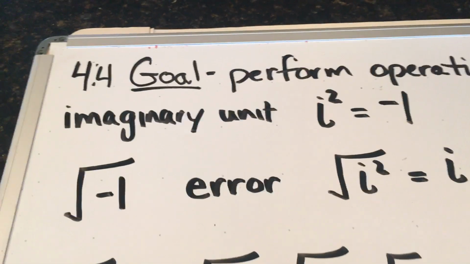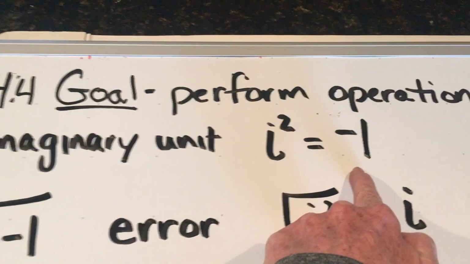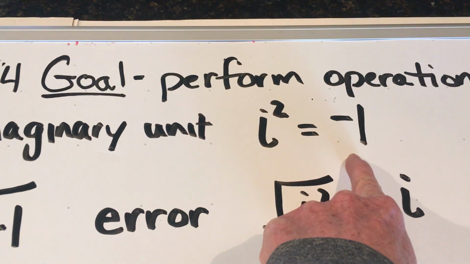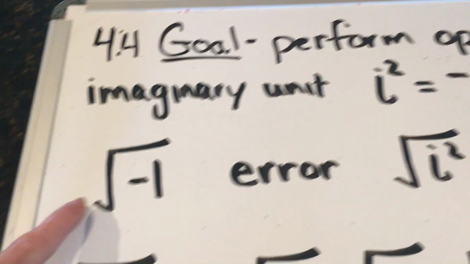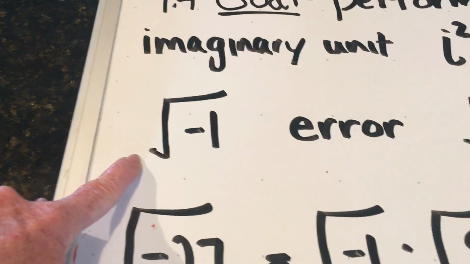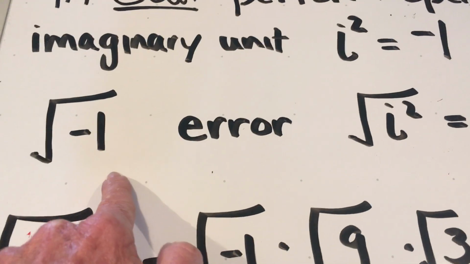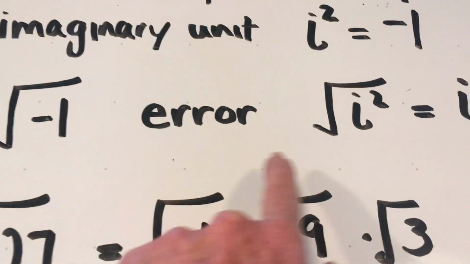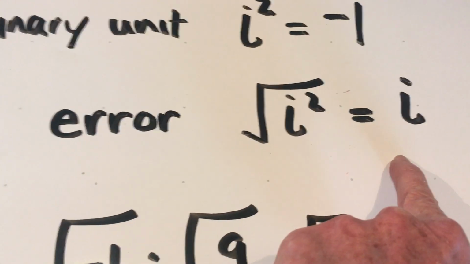So here's what it starts out as. I squared is the same thing as -1. You just have to know that. There isn't a better explanation that I can give you for that piece of it. We all know that if you took your calculator and did the square root of -1, it would say error. So we're going to change that because we know -1 is the same thing as I squared, the square root of I squared, which will give you I.